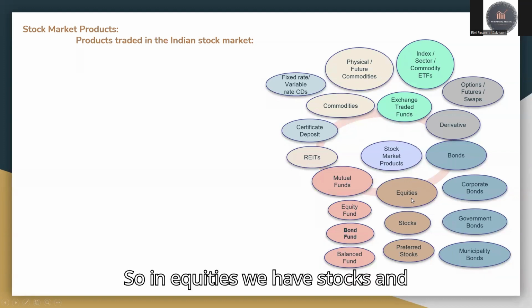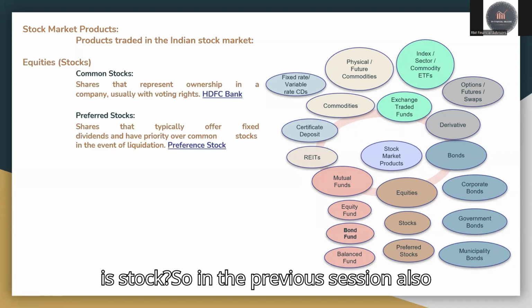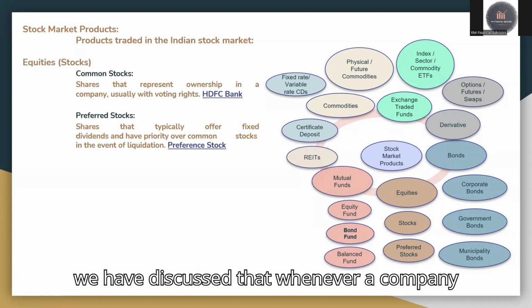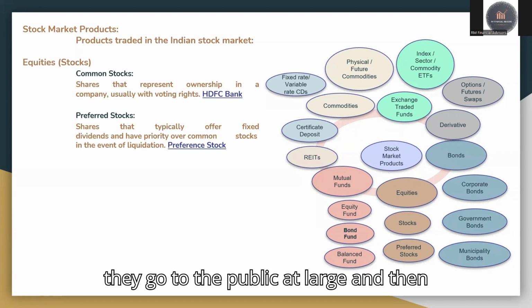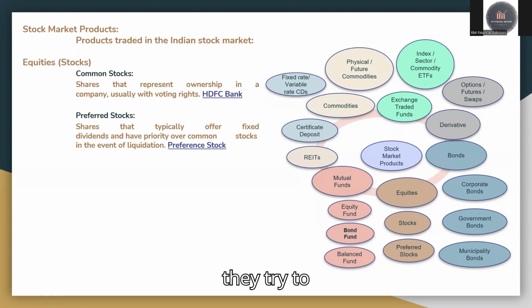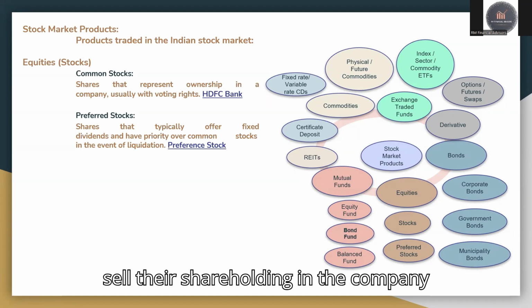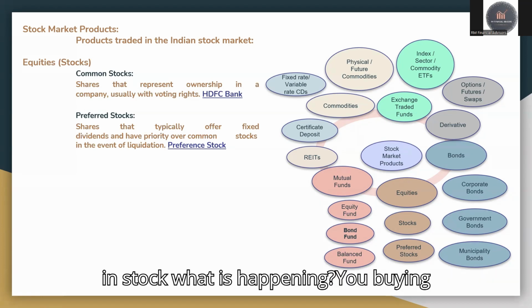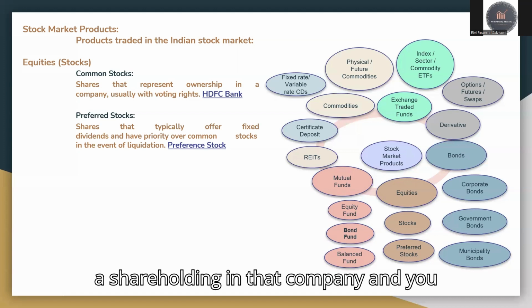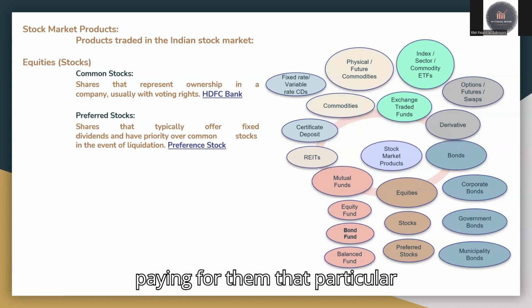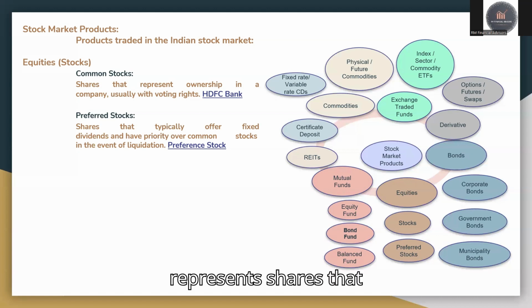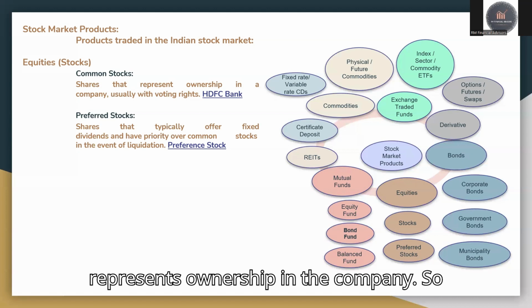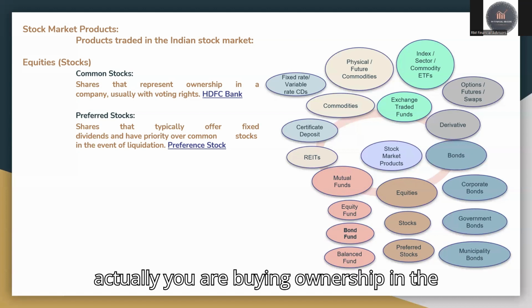So in equities we have stocks and preferred stocks. What is stock? In the previous session also we have discussed that whenever a company wants to raise money, they go to the public at large and try to sell their shareholding in the company. In stock, you are buying a shareholding in that company and paying for it. Common stock represents ownership in the company.